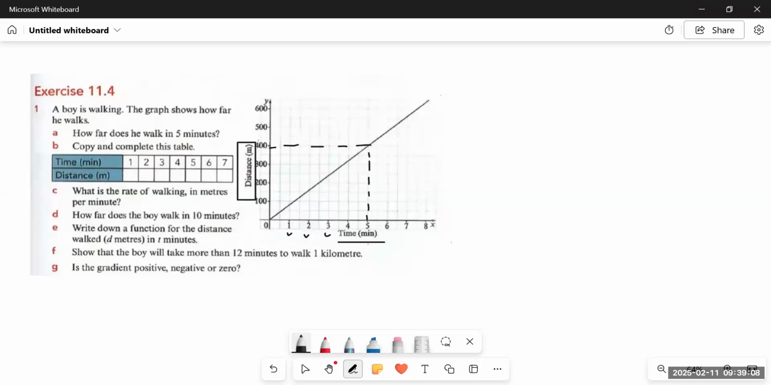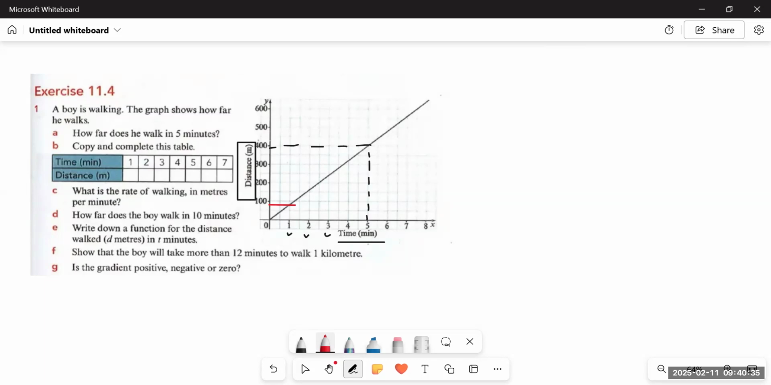Then part B comes: copy and complete this table. In this one, we just have to complete the table. Now let's try to complete this table, reading this graph. So if we start from 1 minute, we will look at the graph, which tells us that it's not coinciding with 100. So what are we going to do? We'll just draw a line over here and try to figure out how much distance has been covered in 1 minute.